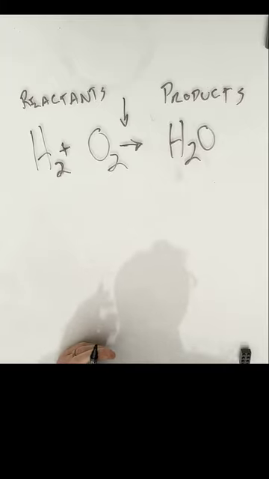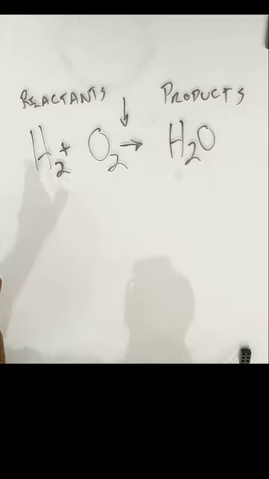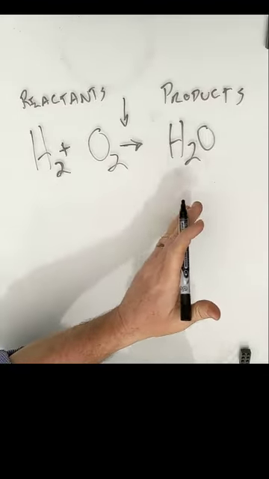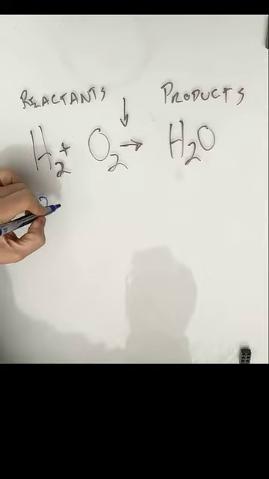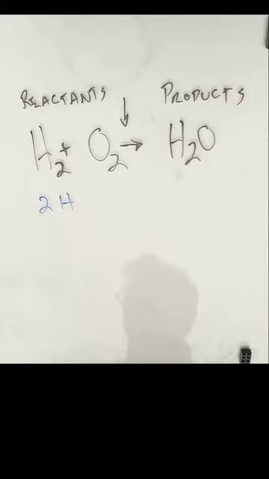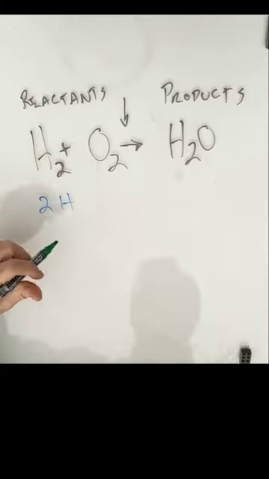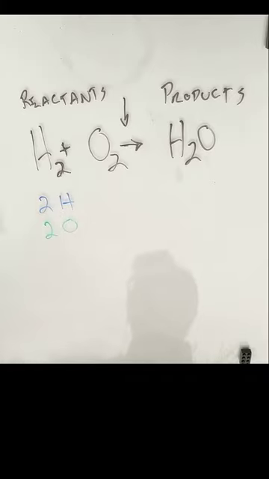So the first thing to look at is counting up the atoms on each side of the arrow. How many atoms are on the reactant side? How many atoms are on the product side? So let's take a look. We've got H2, so that means there are 2 hydrogen atoms. And then we have O2, so that means there are 2 oxygen atoms. Okay, on the left-hand side, the reactant side of the equation.